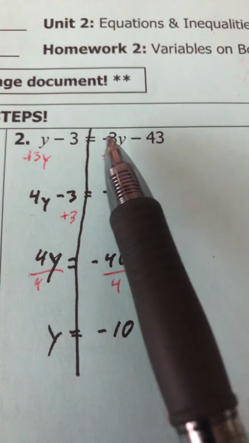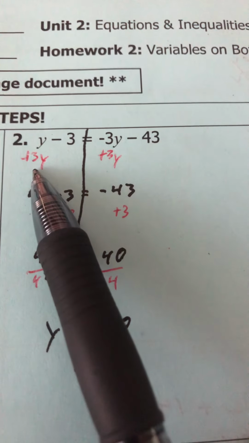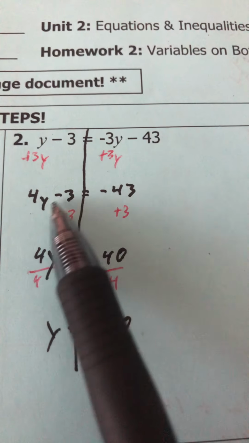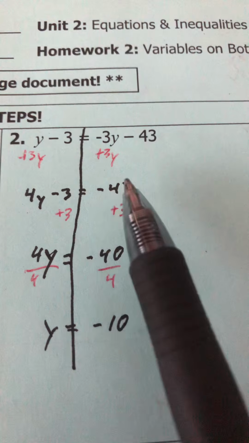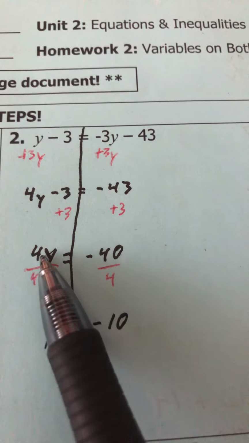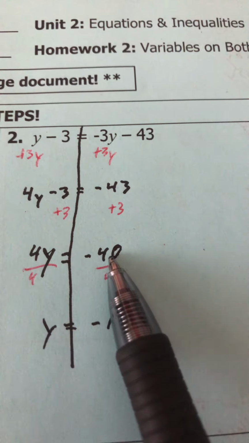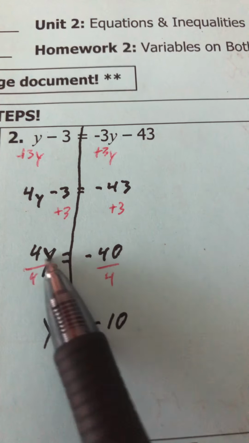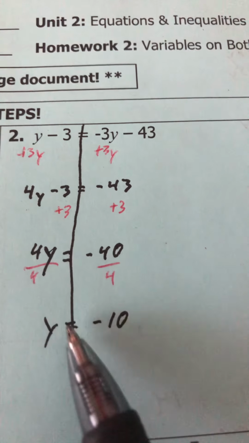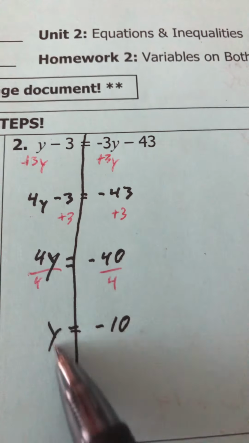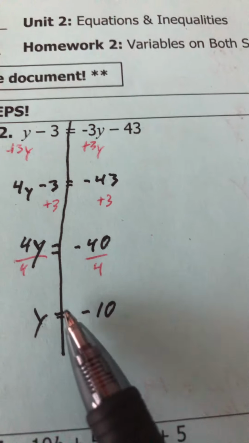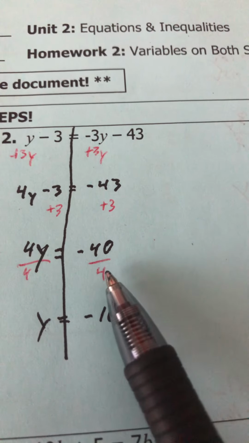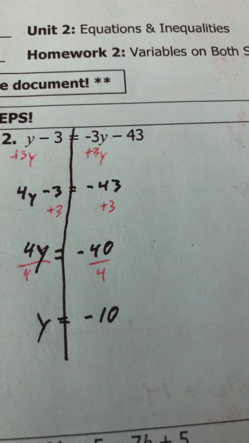So I'm going to add 3y to both sides, and I end up with 4y minus 3 equals negative 43. I add the 3 to both sides, and I end up with 4y equals negative 40. I divide by 4 because this is 4 times y. That's why I'm doing everything, to get y by itself. That's my job. Negative 40 divided by 4 is negative 10, so you should get y equals negative 10.